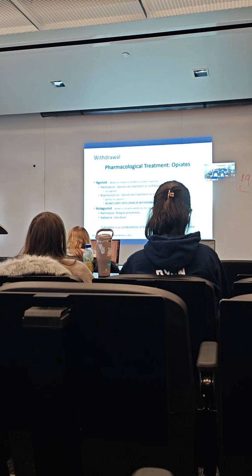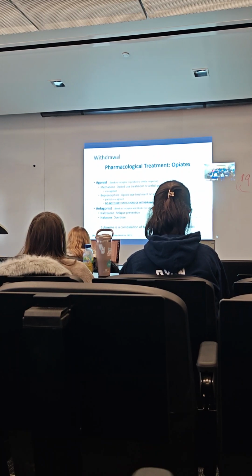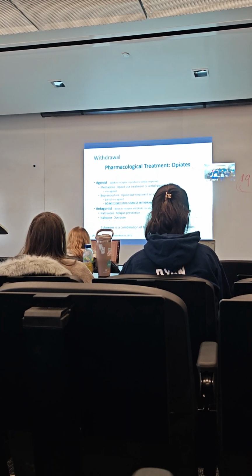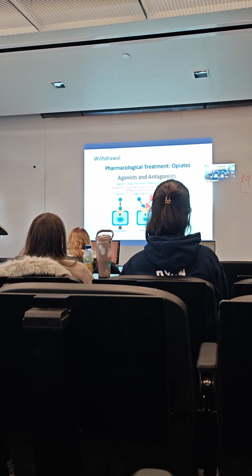We have antagonist treatments. Naltrexone is relapse prevention, and naloxone is used for overdose. Suboxone, which you may have heard of, a little tablet or little pill, is a combination of both buprenorphine and naloxone. This is just a little visual about how agonists and antagonists work.